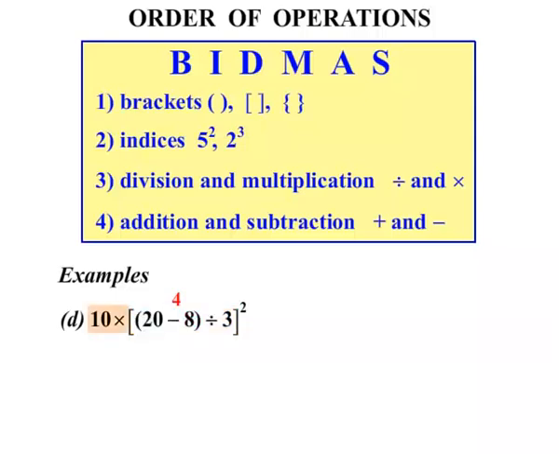So now we've got 10 times 4 squared. Let's write that down. 10 times 4 squared. And we've got a multiplication and a squared. We're going to do that squared first. So 4 squared means 4 times 4, which is 16. So the question really is now 10 times 16. And when we multiply something by 10, we just put a 0 on the end. So 16 times 10 is going to be 160.